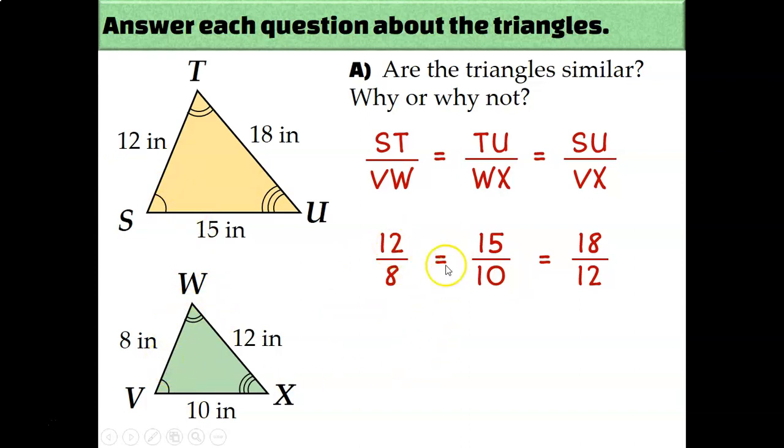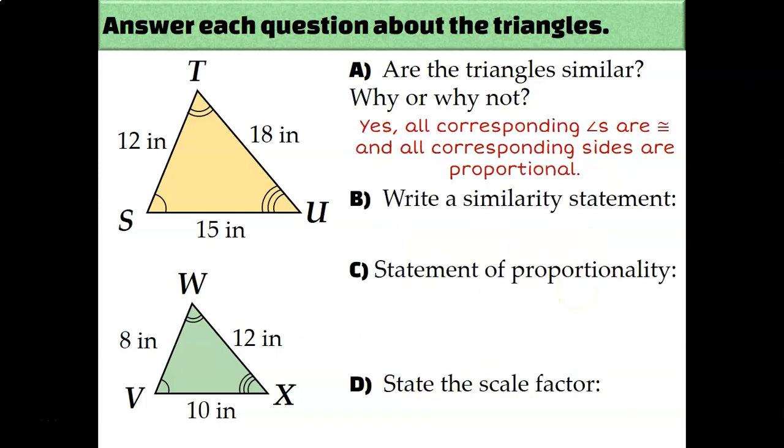congruent. So let's reduce. 12 and 8 are both divisible by 4, so that reduces to 3 halves. 10 and 15 are both divisible by 5, so that also reduces to 3 halves. And 18 and 12 are divisible by 6, which means that also reduces to 3 halves. Therefore, these two triangles must be similar because all of their pairs of corresponding angles are congruent, and as we just proved, all of their pairs of corresponding sides are proportional.